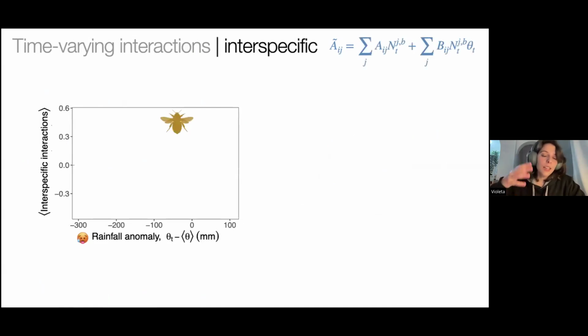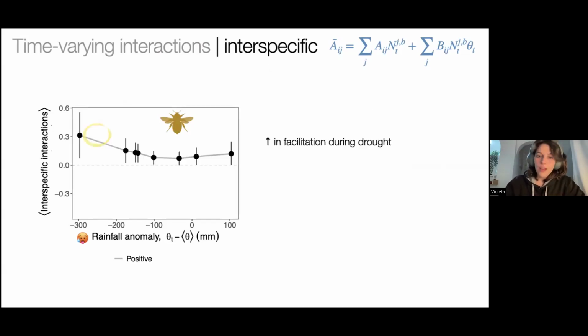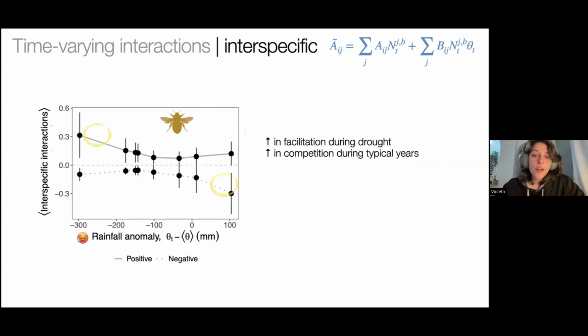And then regarding the interspecific terms, we found a pretty cool thing. This is with the bees dataset. If we again plot them against the rainfall anomaly, which actually is the time, and we plot first just the positive interactions, we see that with drought, the positive interactions increase in average strength, and the opposite is found in competition.